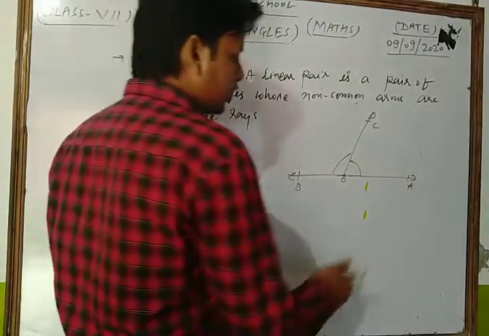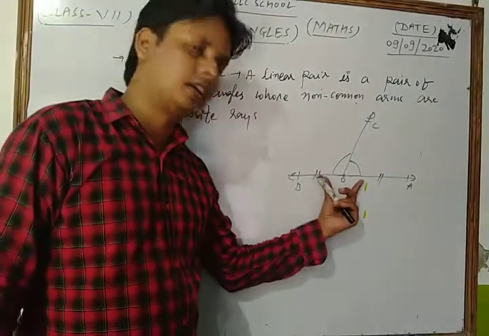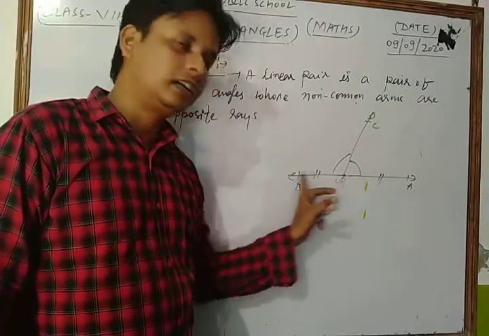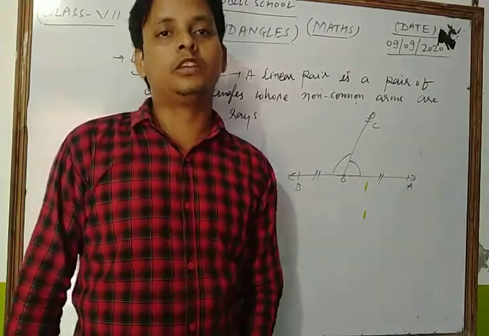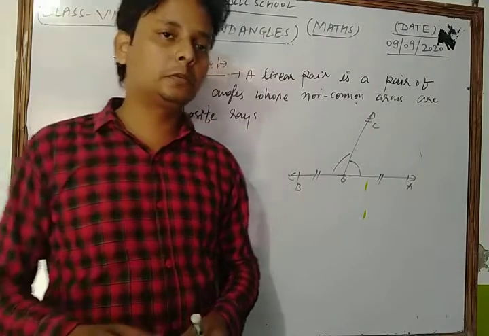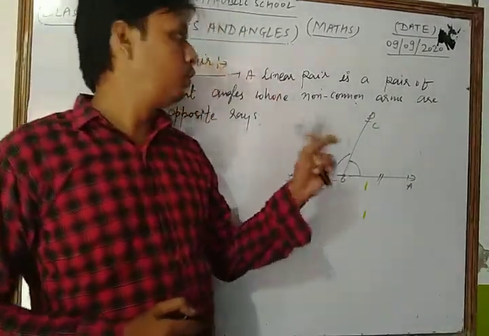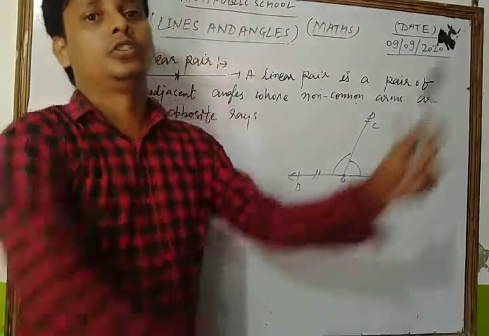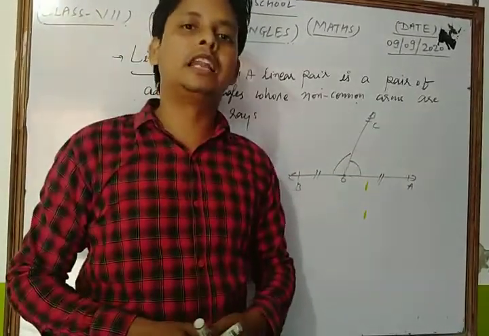Here the non-common arms are OA and OB, right? The non-common arms are opposite rays. Here, dear students, ray OA and OB are the opposite rays. So this is the concept of linear pair. So we can say that a linear pair is a pair of adjacent angles whose non-common arms are opposite rays. So in this way we clear the concept of linear pairs.